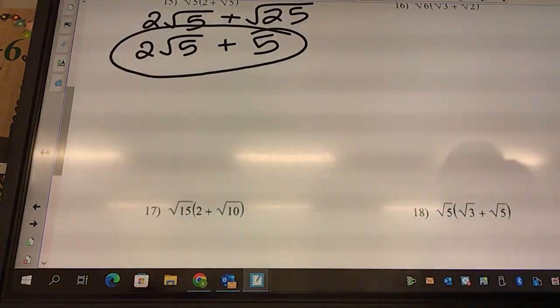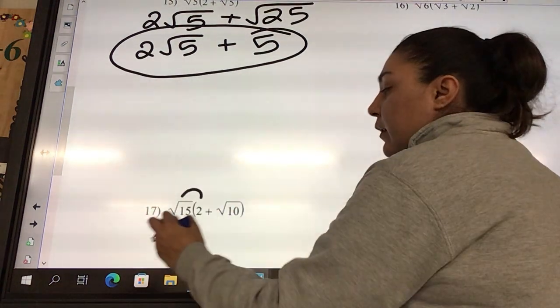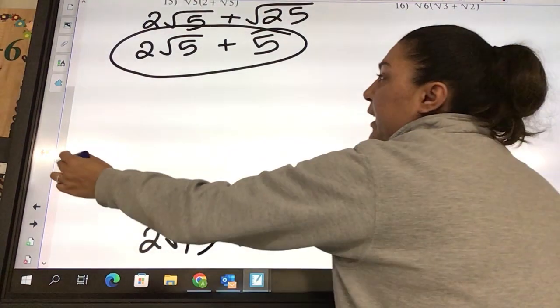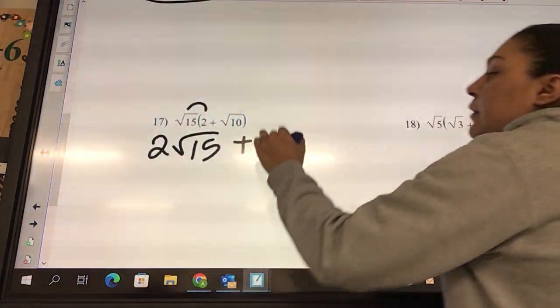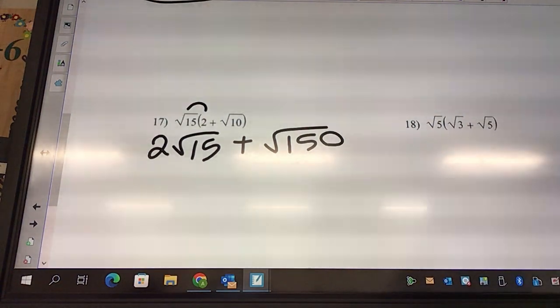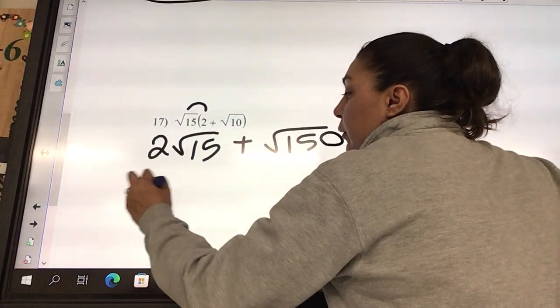Okay, 17. What is that first piece going to be? 2 square root of 15 plus the second piece, 150. Okay, now, be smart. You've been doing square roots long enough. Did we already simplify 150? Look through your paper. What did it become? 5 square root of 6.